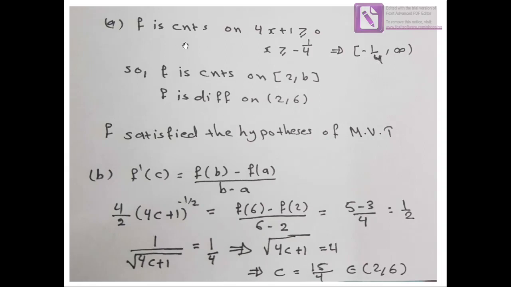So our function is continuous on minus 1 over 4 to infinity, so it is continuous also on 2 to 6. Also it is differentiable on the interval 2 to 6 because we can find the derivative at any number in this interval. So we conclude that f satisfies the hypothesis of the mean value theorem.